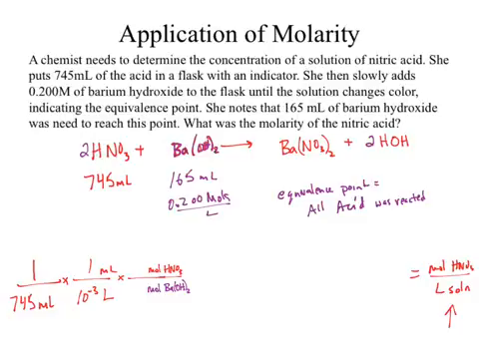Where should the 2 show up? I don't like on the top, with nitric acid, because there's a 2 in front of nitric acid in our balanced equation. That's why the 2 shows up there. What shows up on the bottom? 1, because what shows up in front of the barium hydroxide?